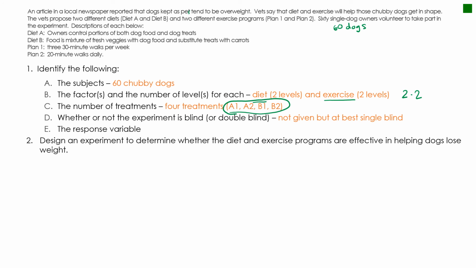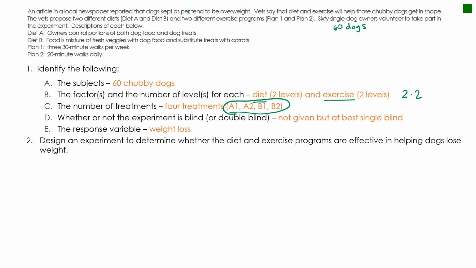It's not given, but it's at best single blind because obviously the people who are walking the dogs know who is in which group because they're feeding the dogs or taking them for walks, etc. But you could make a case that, well, we're not really looking at the people anyway, and the dogs don't know the difference. But we're not going to get into that whole discussion. Response variable, weight loss, because obviously that's what we're looking at. Is this going to help dogs lose weight?